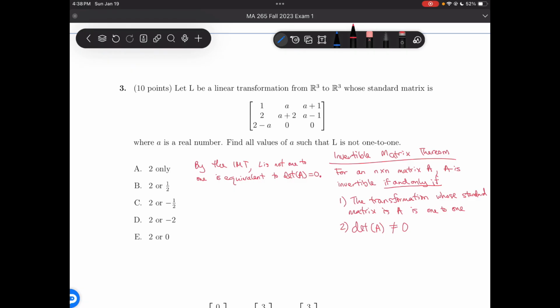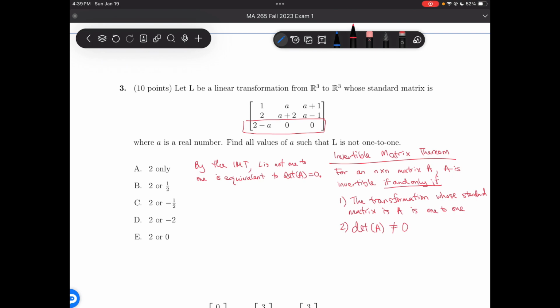Okay. So for a 3x3 matrix, the way we find the determinant is we take one row or a column, and we have to expand and multiply. But in this case, there's a strategic way of picking the best row or best column. In this case, we want to pick the third column because, as you can see, there are two zeros here.